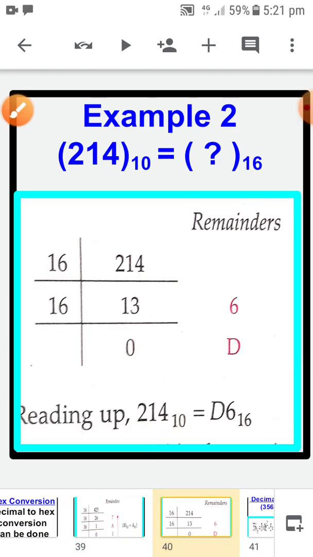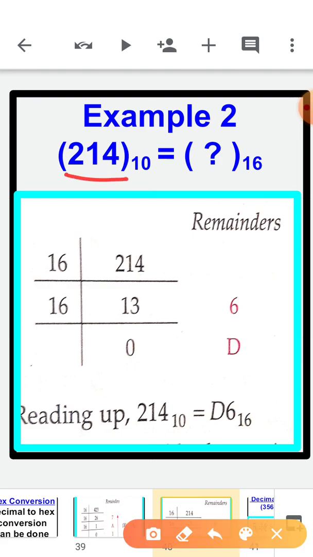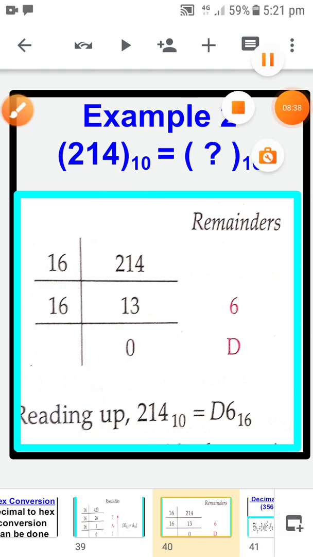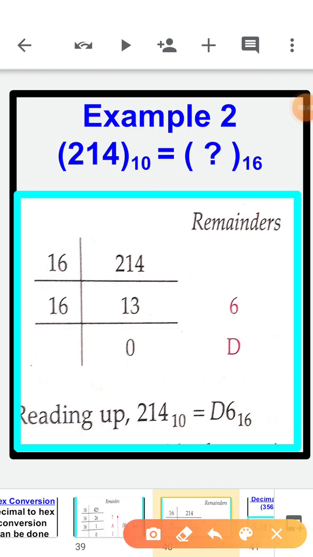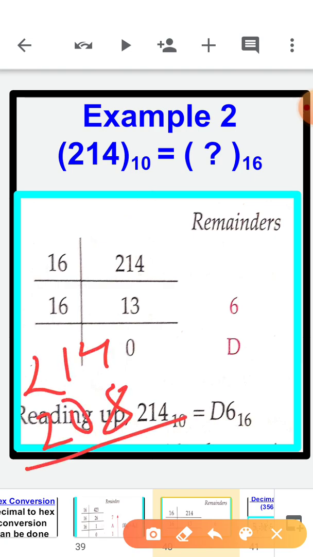Now let's see the next example. The next example is 214. This is a decimal number. You need to convert it into hexadecimal. How can you do that? By dividing by 16. 214 divided by 16. 16 into 13, what are you getting? 16 into 13 is 208. So 214 minus 208 leaves 6.